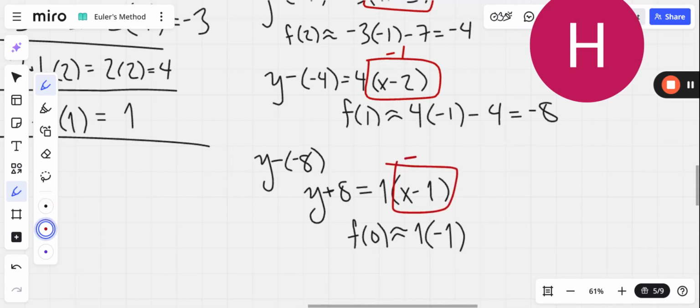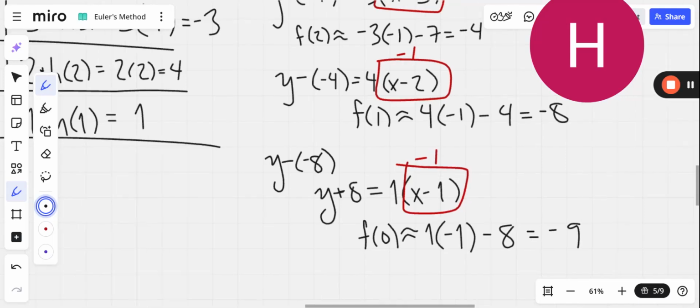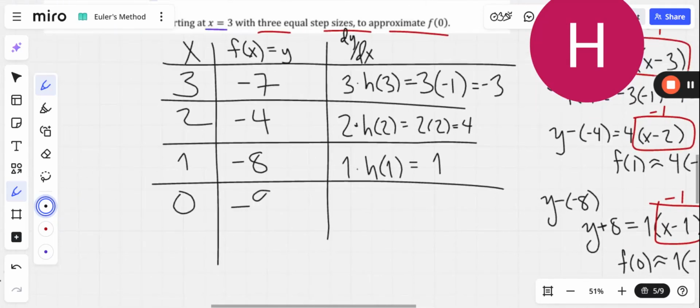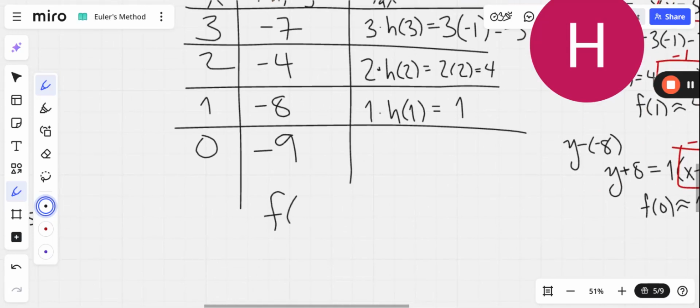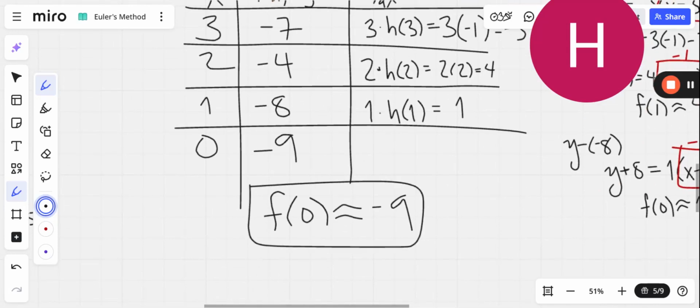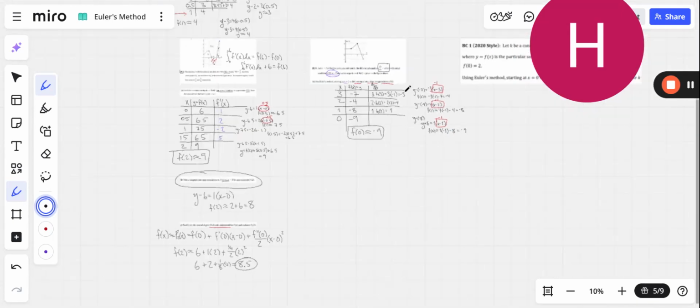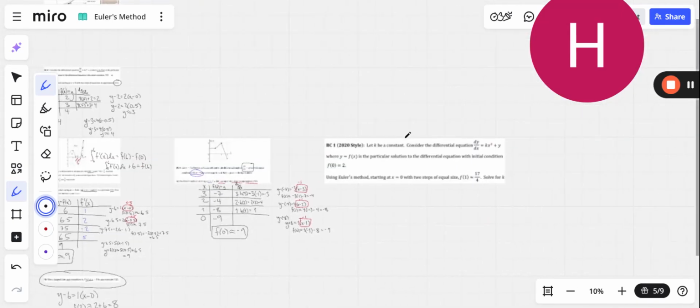In this case, we're doing a step size of negative 1. And then we're going to subtract 8 on both sides. And this is negative 9. So we're going to say that f of 0 is approximately negative 9 by the Euler's method approximation. Okay, great. That was a quick little exercise there.